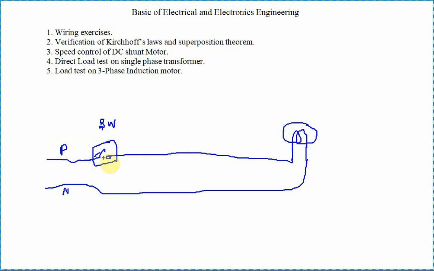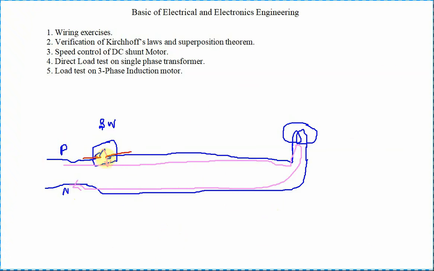Whenever the switch is closed, the current flows, because the circuit is closed. Whenever the switch is open or broken, the line is broken, so no current flows, that's all. So this is about the one switch diagram.